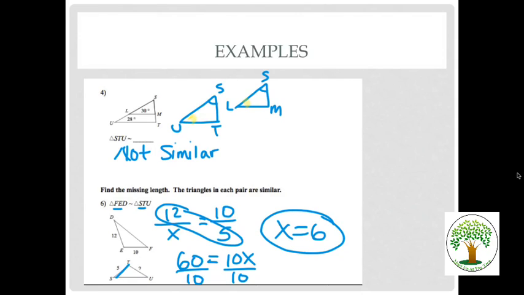When you're doing these missing pieces, you can't do the long side goes with the long side, and the short side goes with the short side, and the medium length side goes with the medium length side. Because you don't know the question mark if it's medium or long or what.